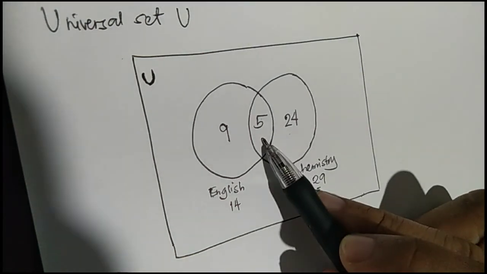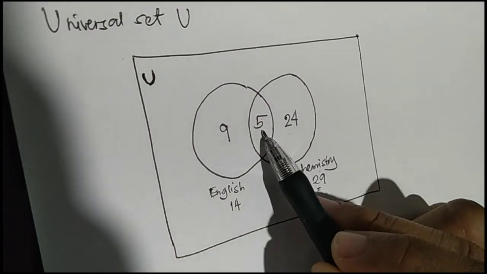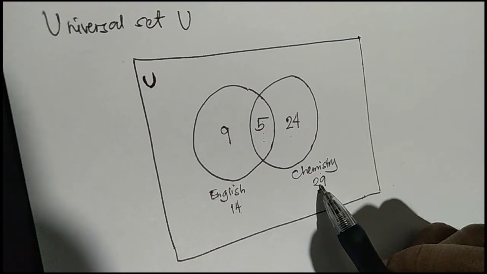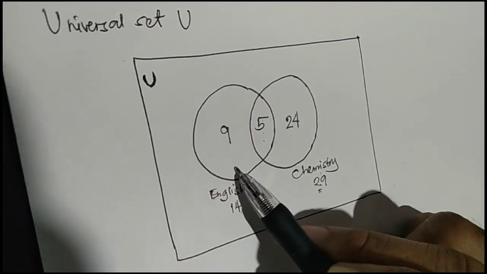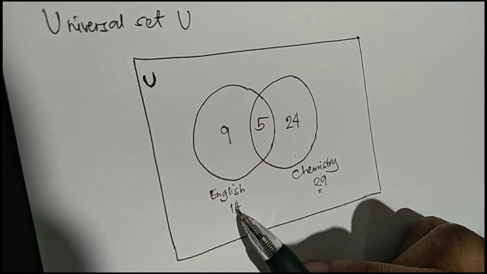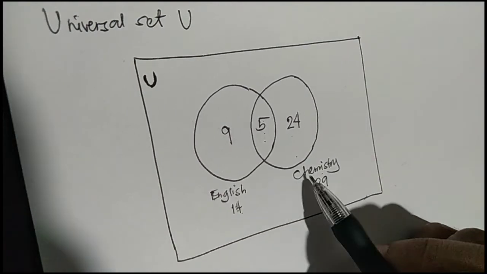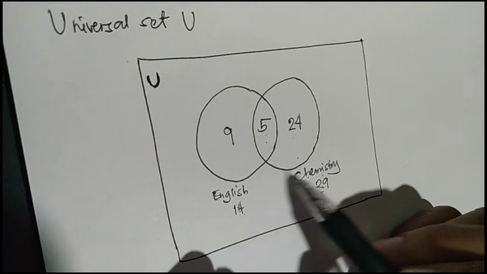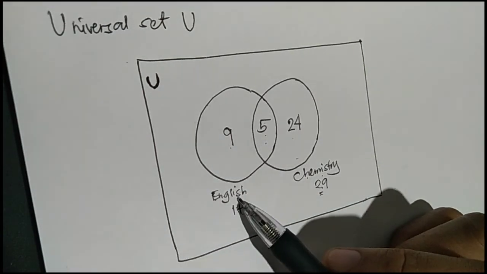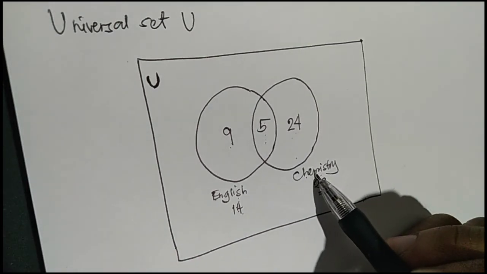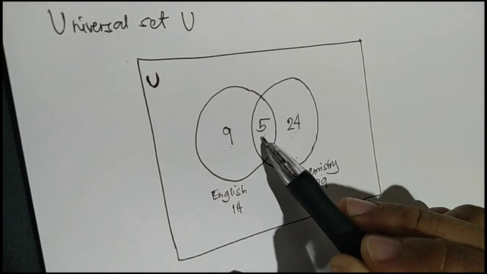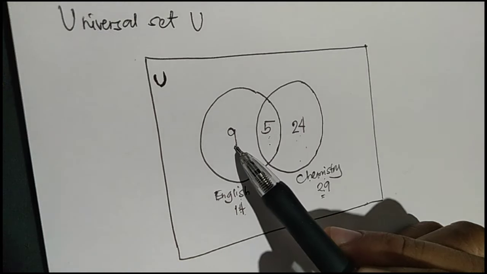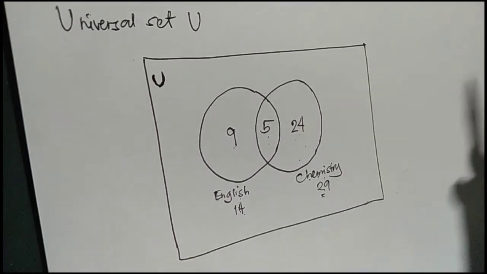So there are 5 students taking both English and chemistry, 9 taking only English, and 24 taking only chemistry. Only 5 are taking both, only 9 are taking English, and only 24 are taking chemistry.